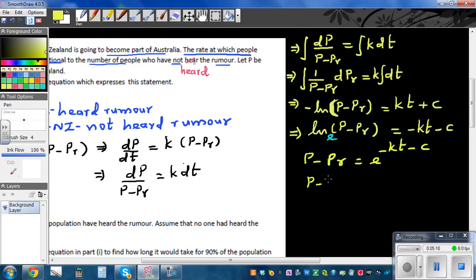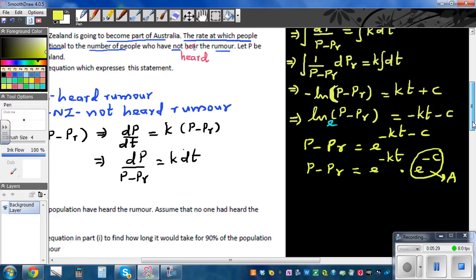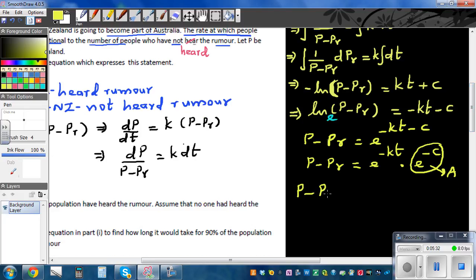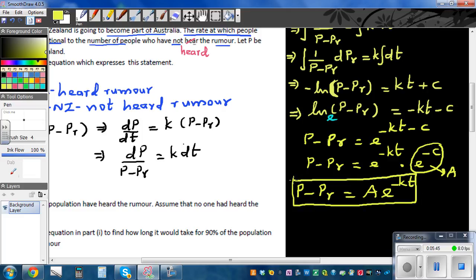So I can say P minus PR is equal to e to the power minus kt times e to the power minus c. Now c is a constant, e is also a constant, so this becomes a new constant, and let's say that is A. So now this becomes P minus PR is equal to A e to the power minus kt. So this is the differential equation of the rate, to find the number of people who have heard the rumor at a given point of time, where A is a constant, P is a constant, and k is also a constant.